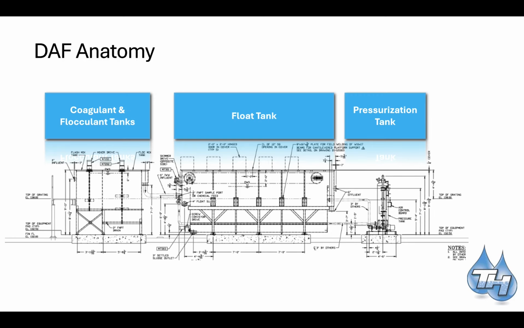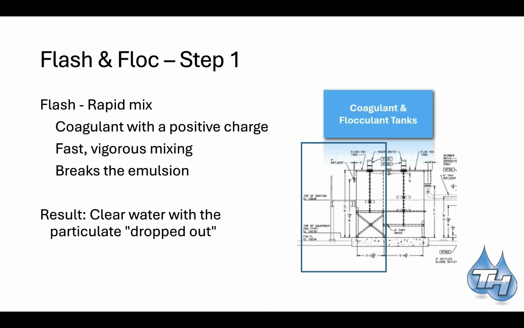We're going to start with step 1 here. This is the flash and floc, and flash is the first step that typically happens. This occurs with an agitator, and it's a rapid mix. So you have a coagulant in there as well. The coagulant with a positive charge and the rapid mixing breaks the emulsion of the particles. It's essentially, particulate should be dropped out in this part of the system.